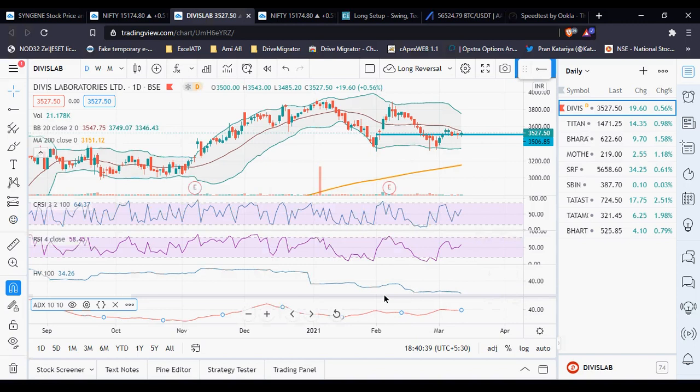So basically this setup is a very simple and straightforward setup. All you need to do is first find a stock which crosses or touches the lower Bollinger Band on a daily time frame. At the same time, we need to observe the Connors RSI should be below or touching 15, or RSI 4 should be at 20 or below 20.